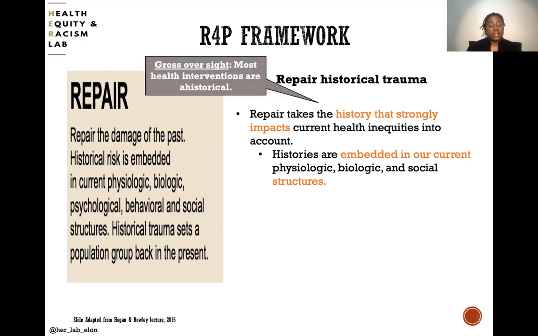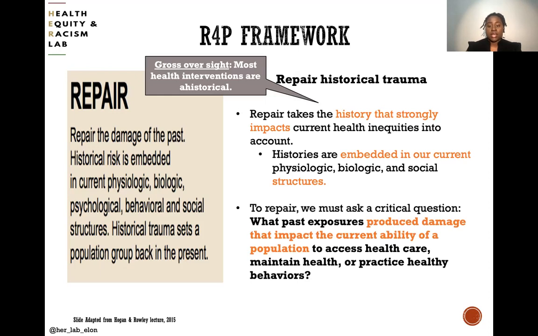Now, this is very different from most frameworks, as many health interventions are often ahistorical, focusing on present statistics or present factors at play, modern access to modern devices, or other elements such as that. Whereas repair really examines how we can connect events that have happened in the past to current risk today.